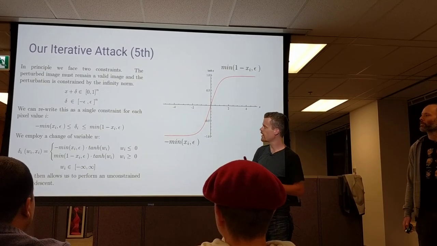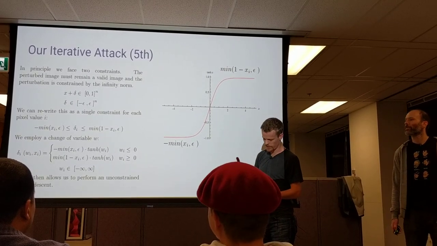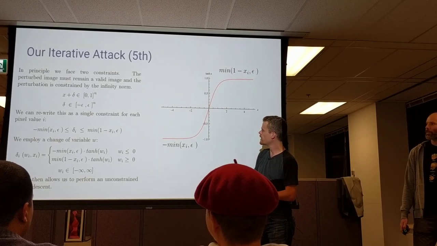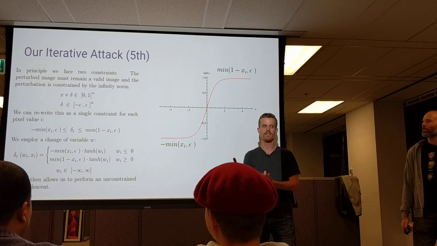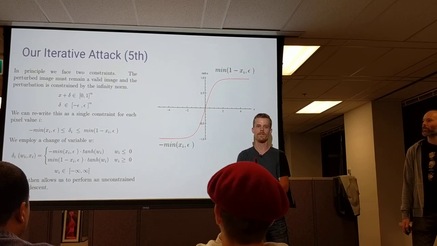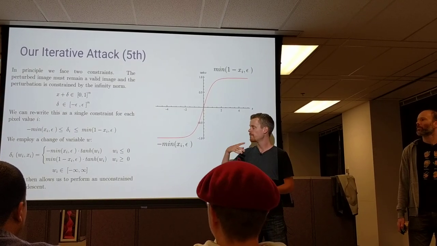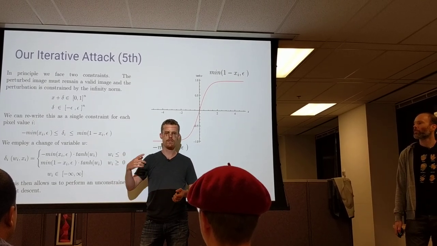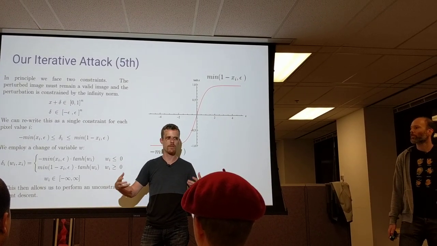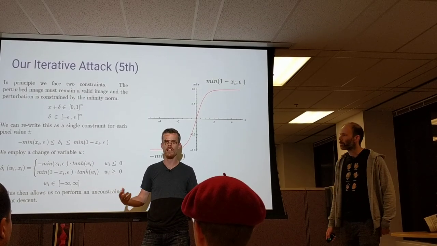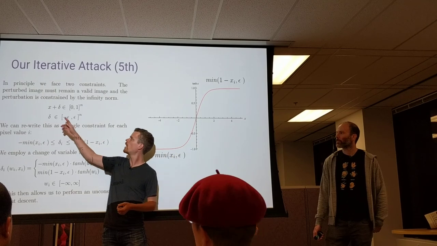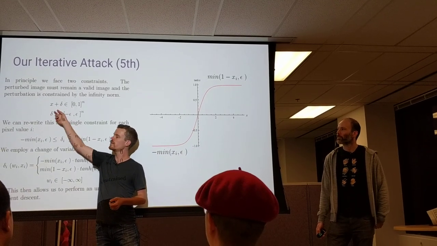Okay, now, time is short and I want to decide how much I'm going to do about this. It'd be worth teaching everyone a little bit about changing variables when you're doing optimization. We are essentially trying to maximize how fooled the network is. I mean, that's really what we're optimizing for. We want to fool our target network as much as possible. And we have two constraints. In principle, one is the valid image constraint.